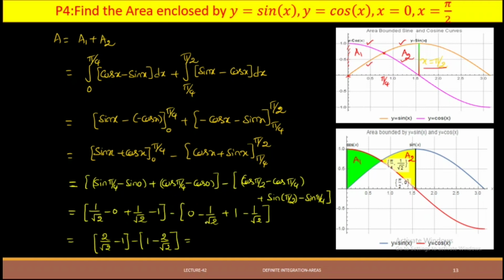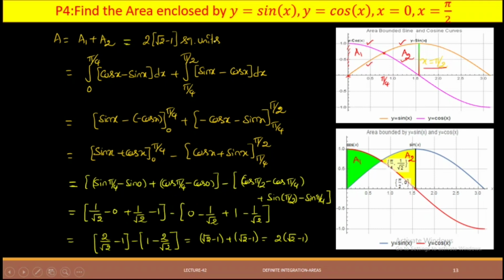So that is equal to root 2 minus 1 plus root 2 minus 1. So that is equal to 2 into root 2 minus 1. So the area of the required region is given by 2 into root 2 minus 1 square units. Hope you have understood this problem. Here exactly we are applying the fifth result.